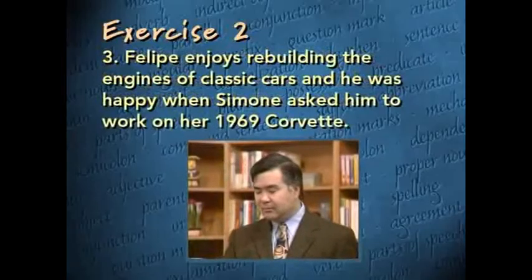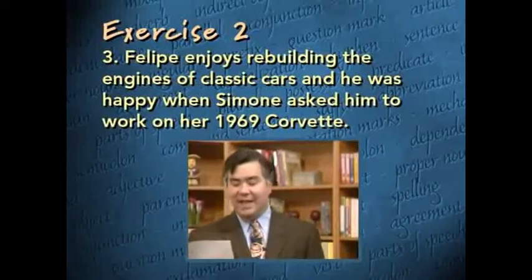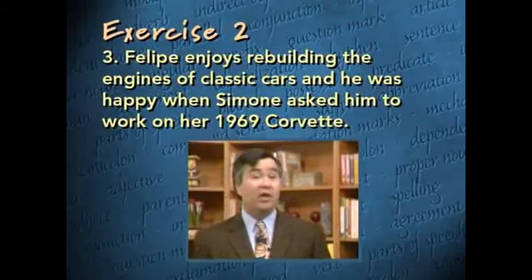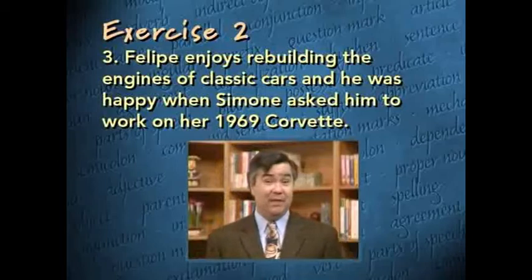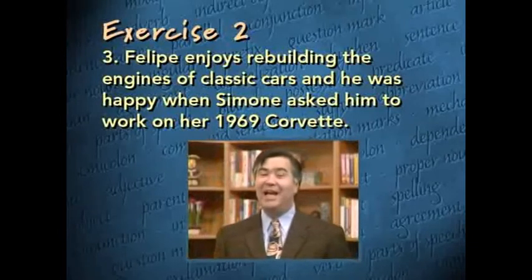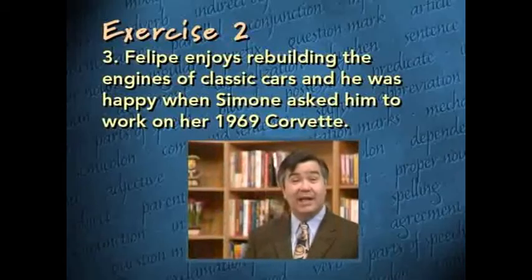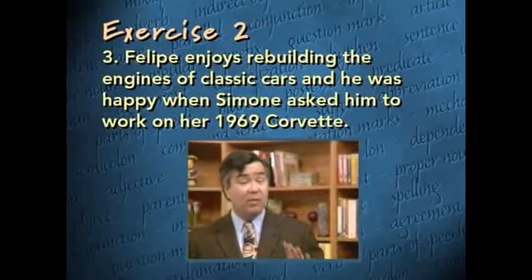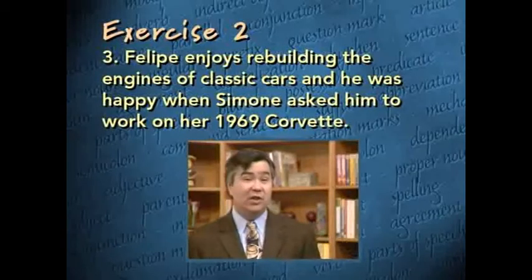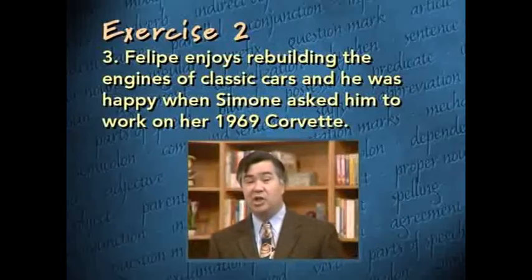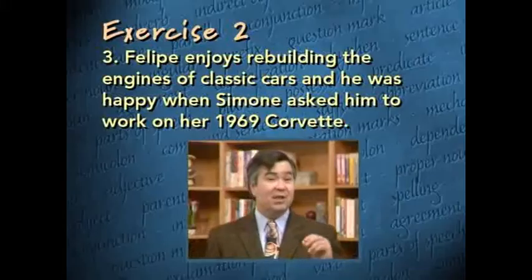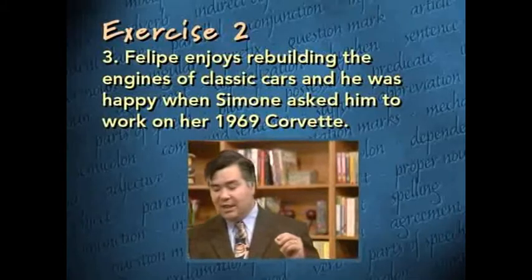Next example. Felipe enjoys rebuilding the engines of classic cars, and he was happy when Simone asked him to work on her 1969 Corvette. Here we have two independent clauses joined by the coordinating conjunction and. That should be a signal to you that a comma is needed. In the normal course of events, when you have a sentence consisting of two independent clauses joined by a coordinating conjunction, you want to separate them with a comma before the conjunction. So the sentence ought to be properly punctuated this way.